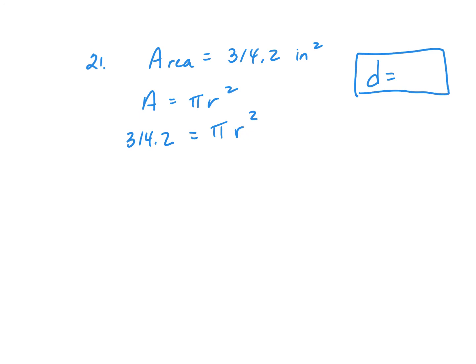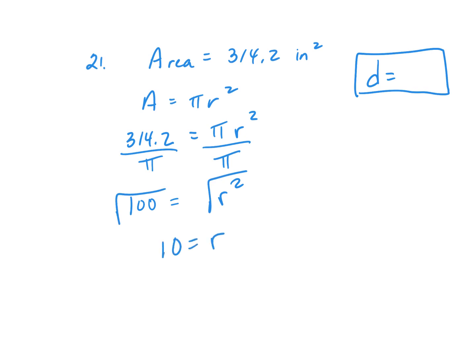So how do I leave the r alone? What do I do first? Divide both sides by pi first. And you should get 100 point something equals r squared, right? And now to leave the r alone, you square root both sides, and you get that 10 equals r. But you're not looking for r, you're looking for the diameter. If the radius is 10, how much is the diameter? The other way. If the radius is 10, how much is the diameter? So the diameter to that should be 20.